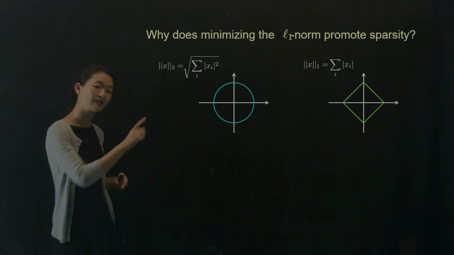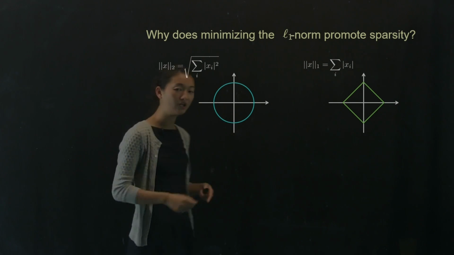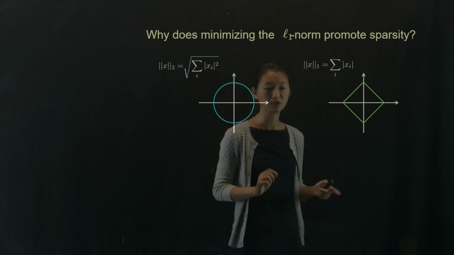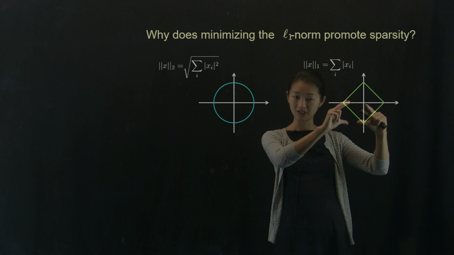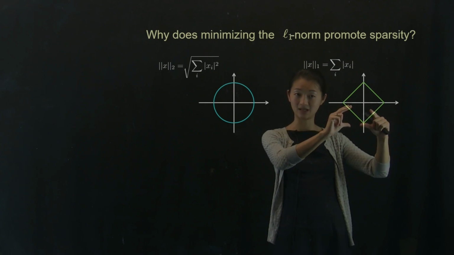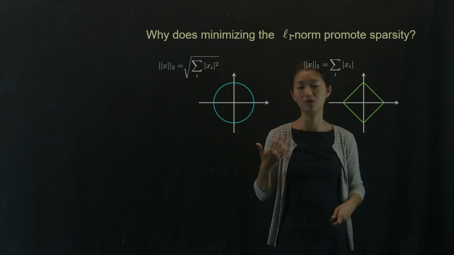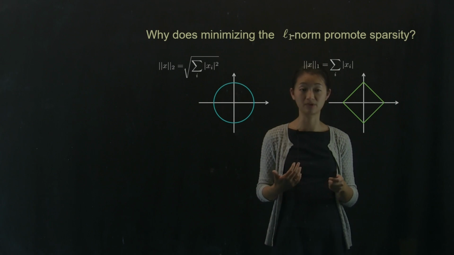In contrast, if you look at the L1 norm, all the points that have the same L1 norm don't look like that. They don't look like a circle. They look like a diamond. And this pointy shape is going to come in really handy when we're trying to gain some intuition for why minimizing L1 norms promotes sparsity.